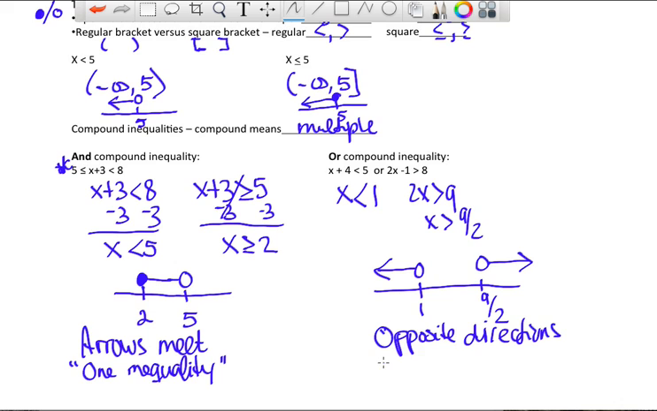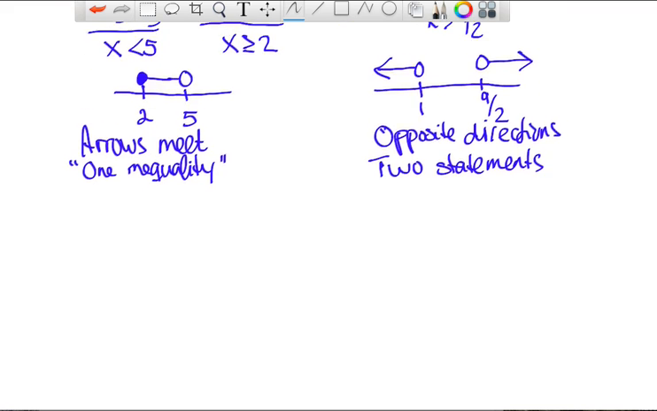And what I just said is we have to have two statements. I guess I should have just used the word statements a moment ago. Okay? Alright, thank you.